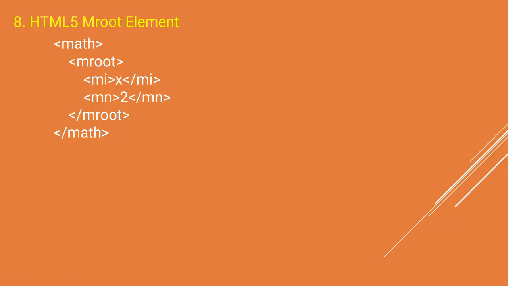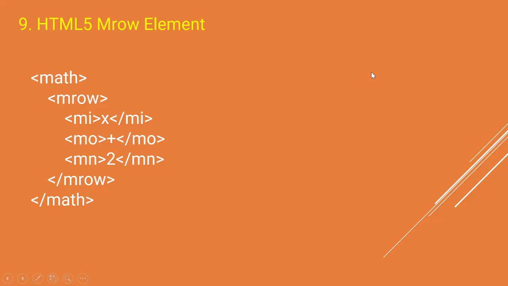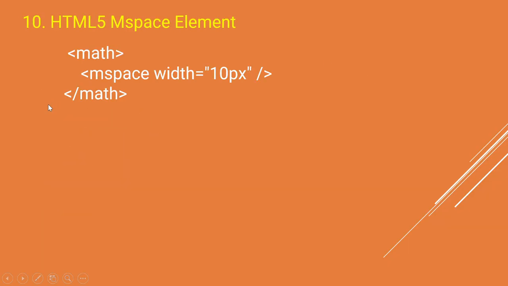The mrow element is used to define math's row content. It is often used to specify a row in a mathematical equation. The mspace element is used to define math space content. It is often used to specify a space in a mathematical equation.